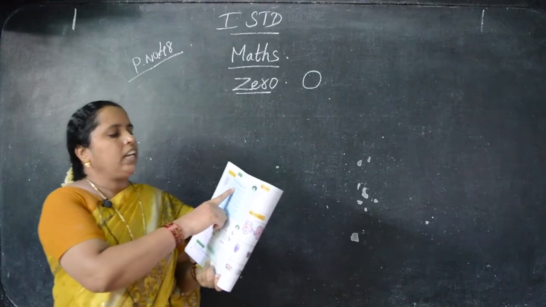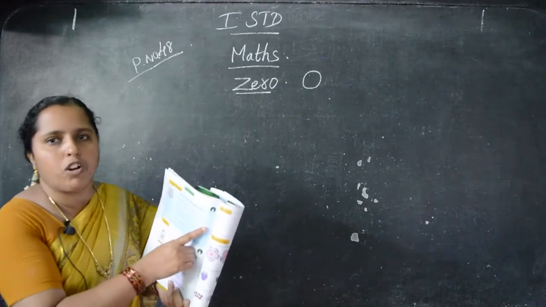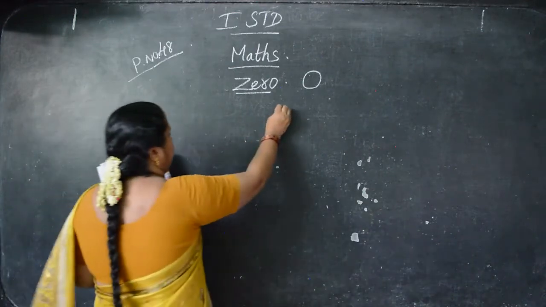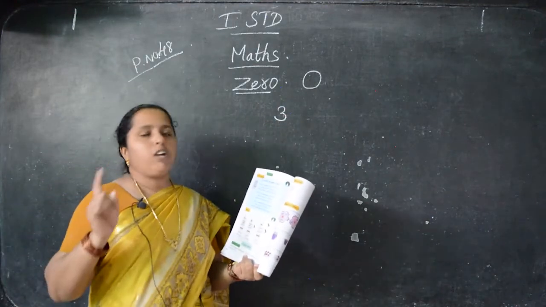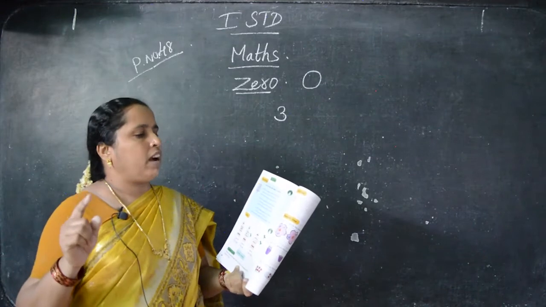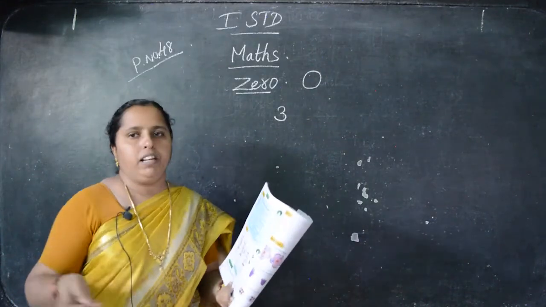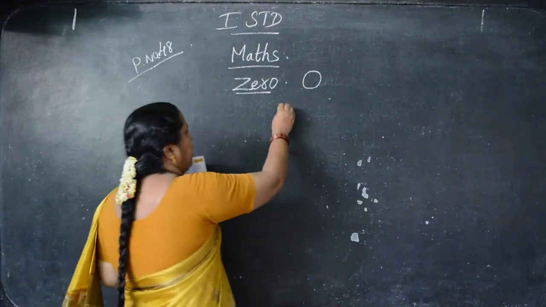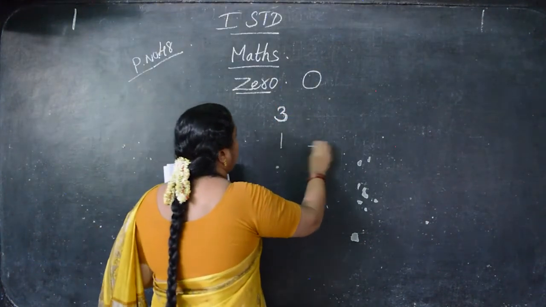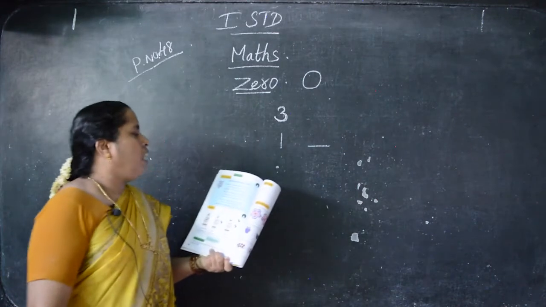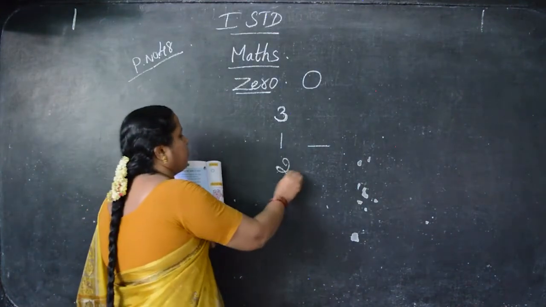Here see. 3 bits of paper lying on the floor. How many papers? 3 papers. Pick one up. Put it in the bin. In 3 bits of paper, they pick one paper and put it in the dustbin. And how many remaining? 2.